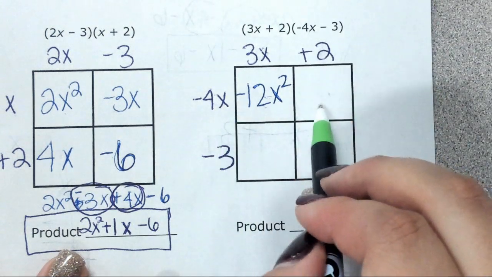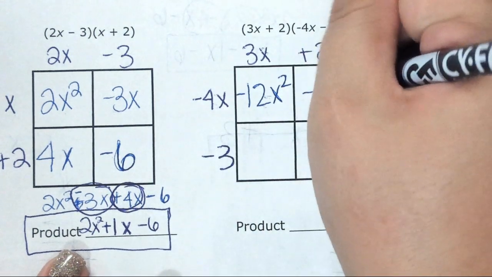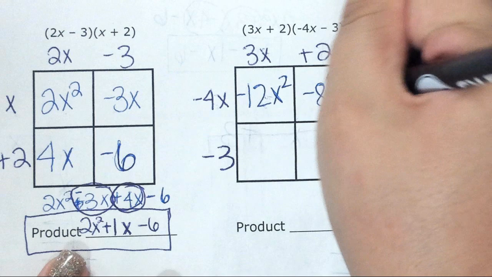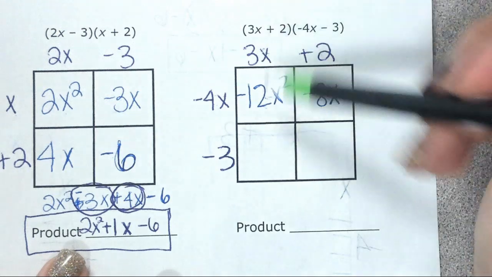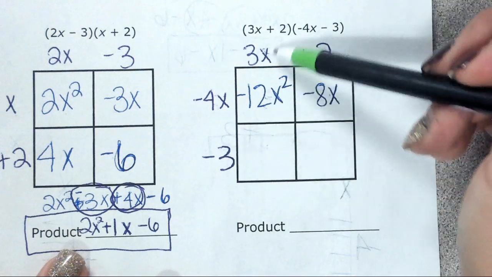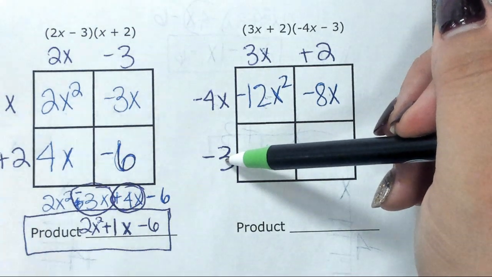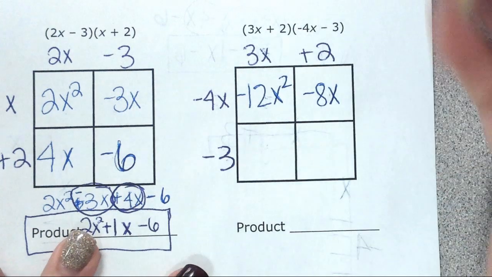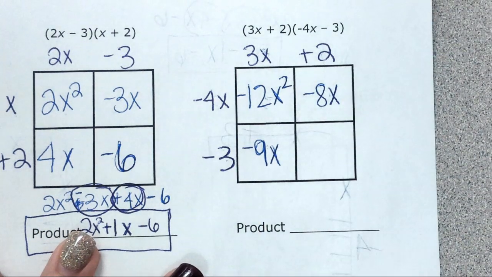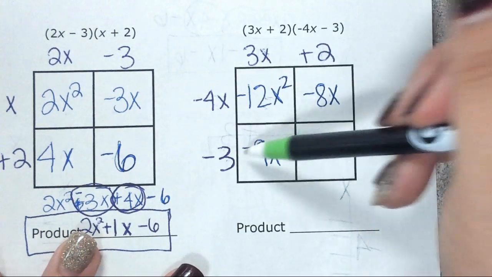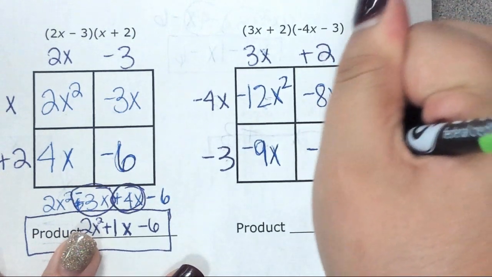Negative 4x times 2. Negative 4 times 2 is negative 8. And then we got an x. This box will almost always have an x there. 3x times negative 3. Be careful. What's 3 times negative 3? We're multiplying. Don't say 0. 3 times negative 3 is negative 9. And then don't forget that x. And 2 times negative 3. Again, we're multiplying. 2 times negative 3 is negative 6.